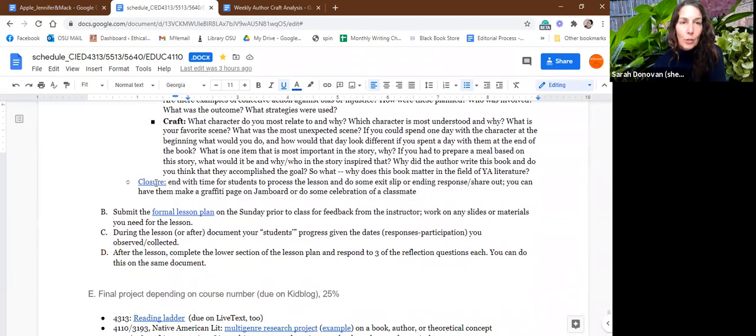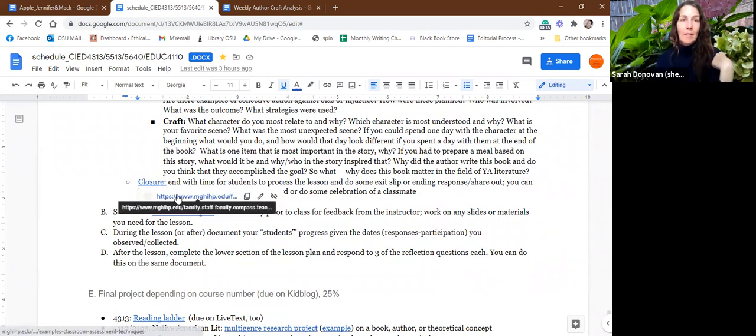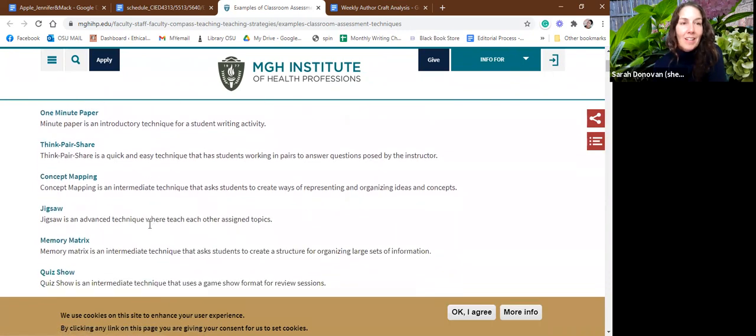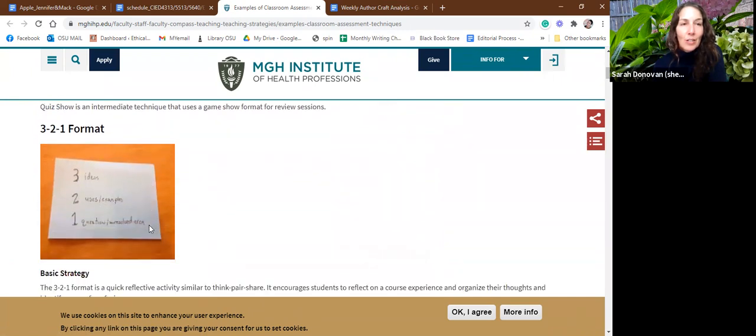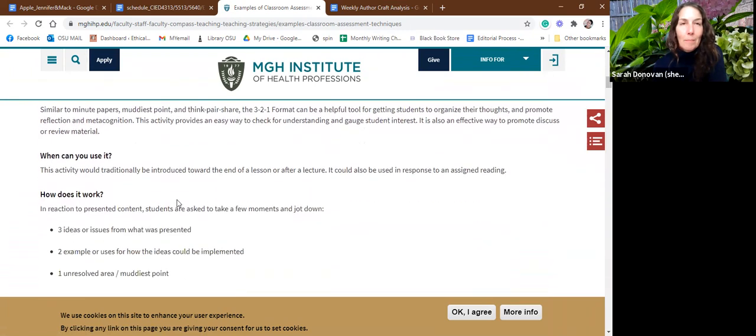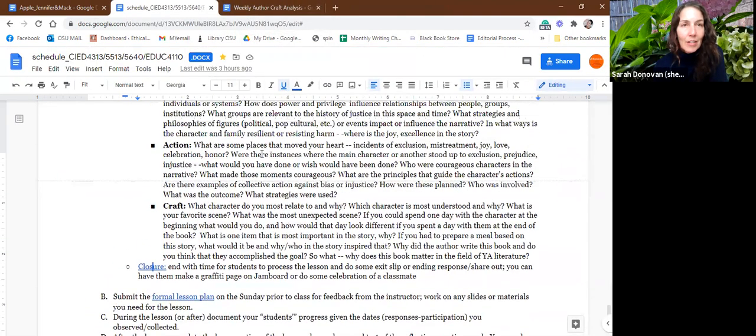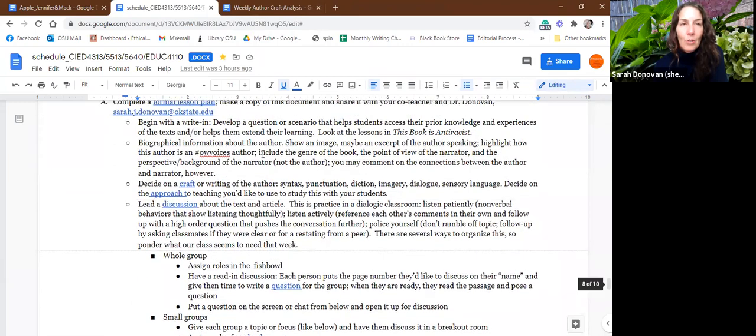And then here's closure. So you're going to end with something for the students to do, just sort of share out and reflect. And for that, there's some ideas here too. A 3-2-1, a 1-minute paper, I think pair share, a little jigsaw, quiz show. And so here's some different kinds of post assessments and reflections that you can have your students do before you close out. Okay, so that's kind of an overview of the co-teaching.